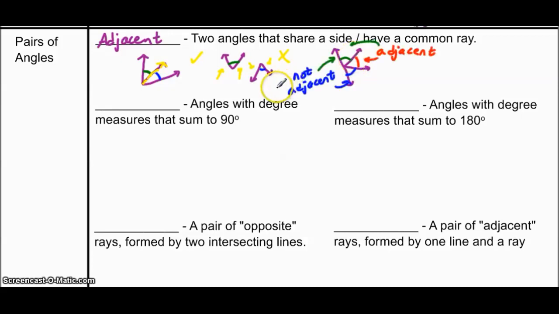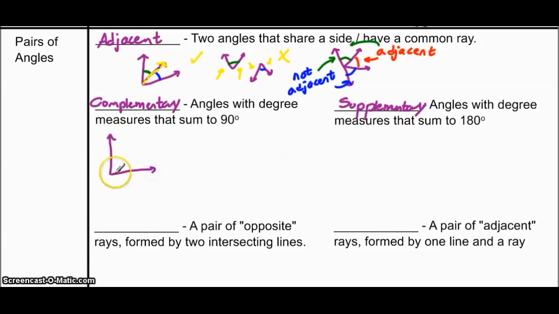Our next 2 terms have to do with what the measures of 2 angles add up to. Angles with degree measures that sum to 90 degrees are called complementary, whereas angles with degree measures that sum to 180 degrees are called supplementary. So complementary, you can think of adding up to 90 degrees.